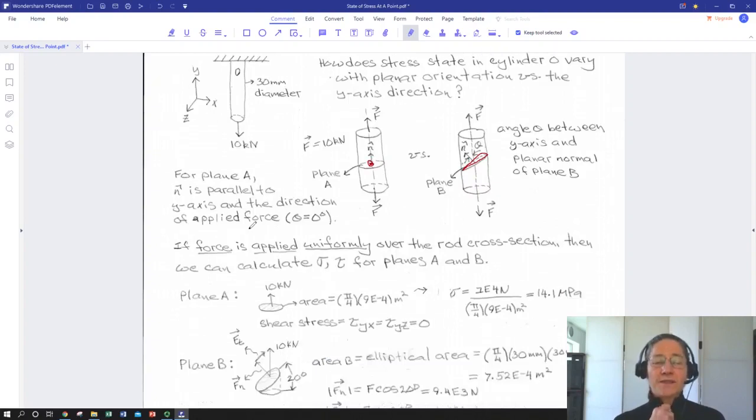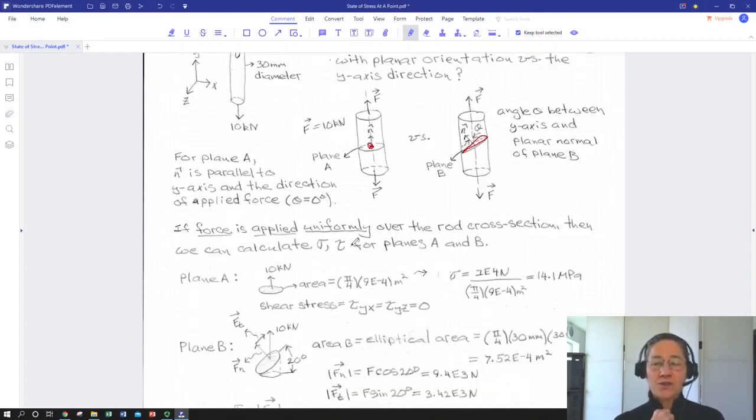So we can define a normal and a shear stress as a function, not just of position on any plane at a point for something that doesn't have a uniform stress distribution, but as a function of the tilt of a plane with respect to the direction of applied stresses, or to a coordinate axis. And then we'll define the applied stresses with respect to that coordinate axis as well.